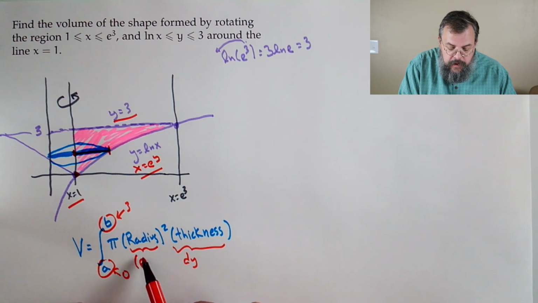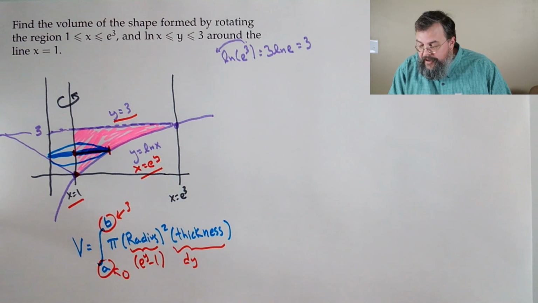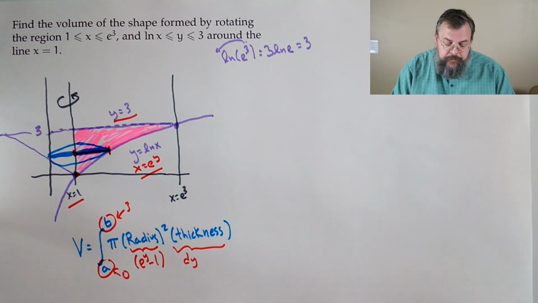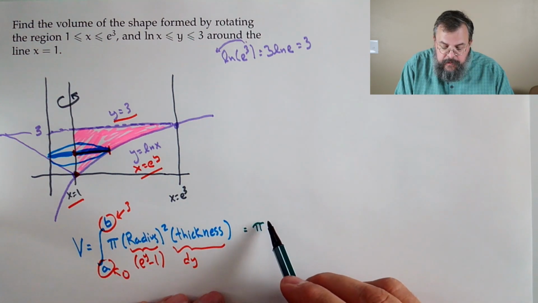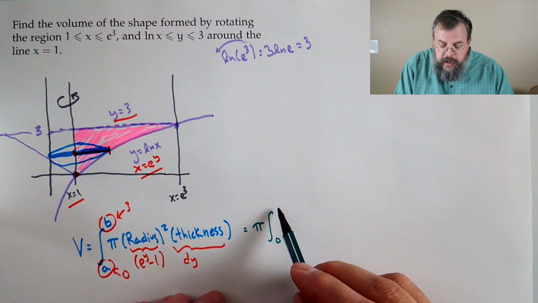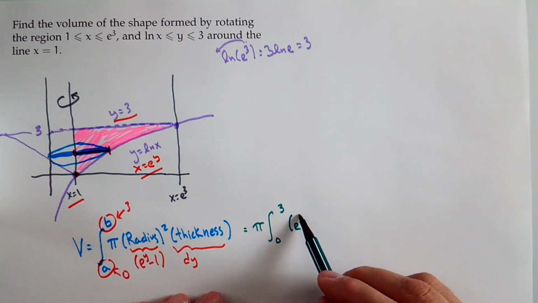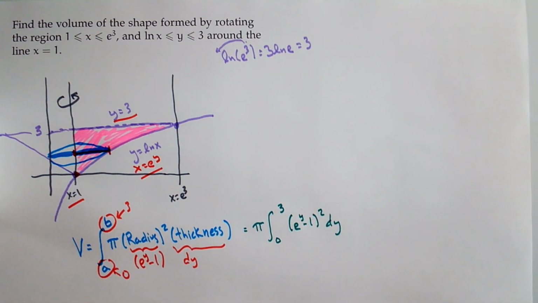So e to the y, subtract 1. That's our radius. All right, well, now let's just clean it up. So we get that this is going to be pi, which is a constant, so I can pull it out, integral 0 up to 3 of (e to the y minus 1) quantity squared dy. All right, so we're set up.